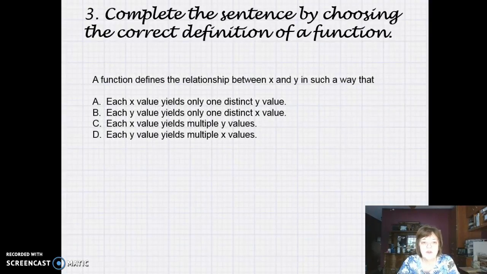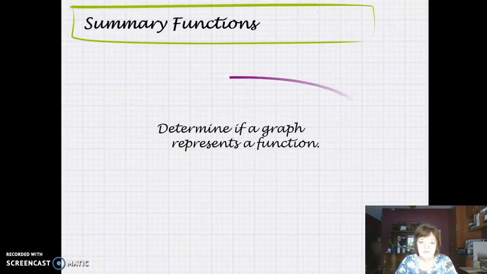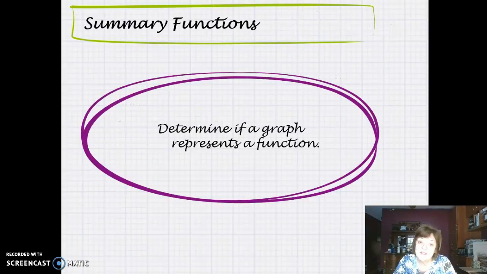Okay, here's another question for you to answer. Think hard now. We've been saying this all along. A function defines the relationship between x and y in such a way that, which one of those is true? Okay, well, this is what we've done. Determined if a graph represents a function. If you're still not sure, go back and watch some of this again just to make sure you've got it. I know you can do this. It's not hard. It's just remembering that 1x gives us 1y.